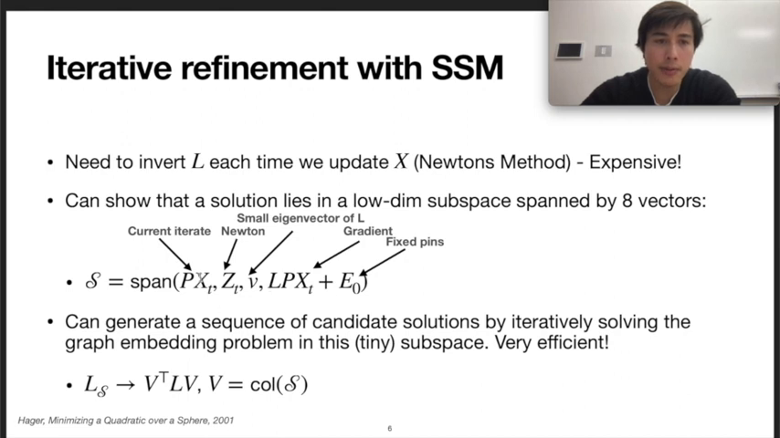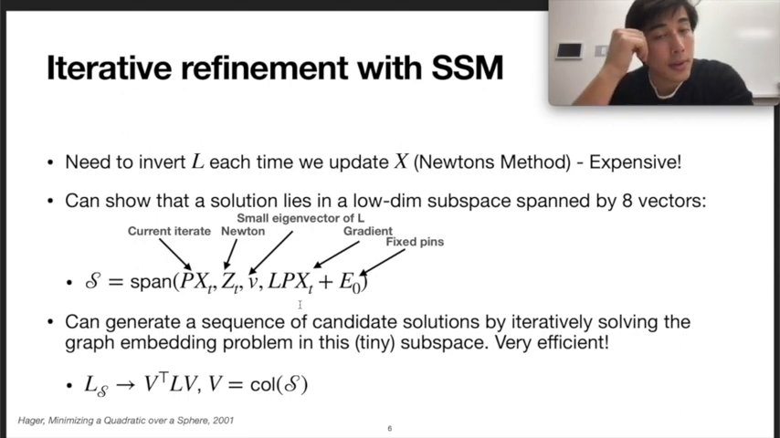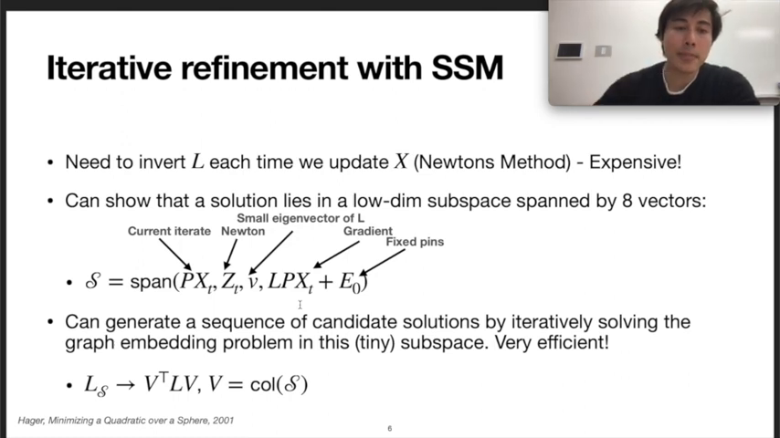Importantly, you'll notice if we discard this z and this v, this basically corresponds to a gradient descent-like algorithm, minimization over a subspace spanned by the current iterate and the gradient. So the idea is we then generate a sequence of candidate solutions by iteratively solving the graph embedding problem within this subspace. It's very efficient because L in this subspace just corresponds to an 8 by 8 matrix. And then we update the subspace.